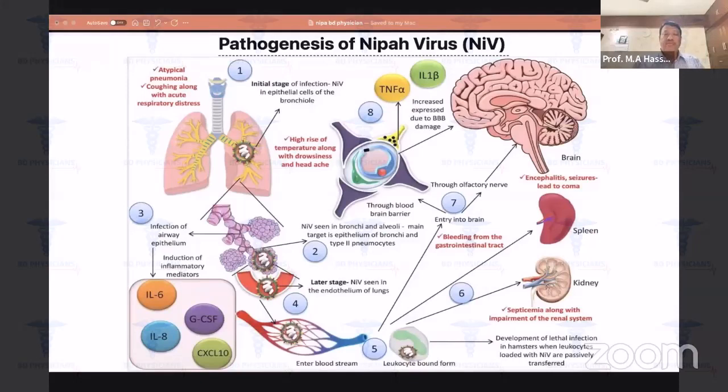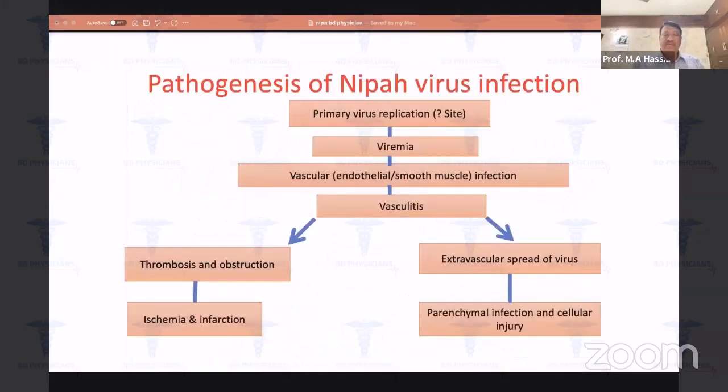And if we look shortly at the basic pathology, there are two types of lesion. One is vasculitis, that is thrombosis and obstruction, and later on ischemia and infarction of the affected area, and also extravascular manifestation. They directly damage the parenchymal cells and cause cellular injury. So almost they have a similar presentation to our COVID virus.